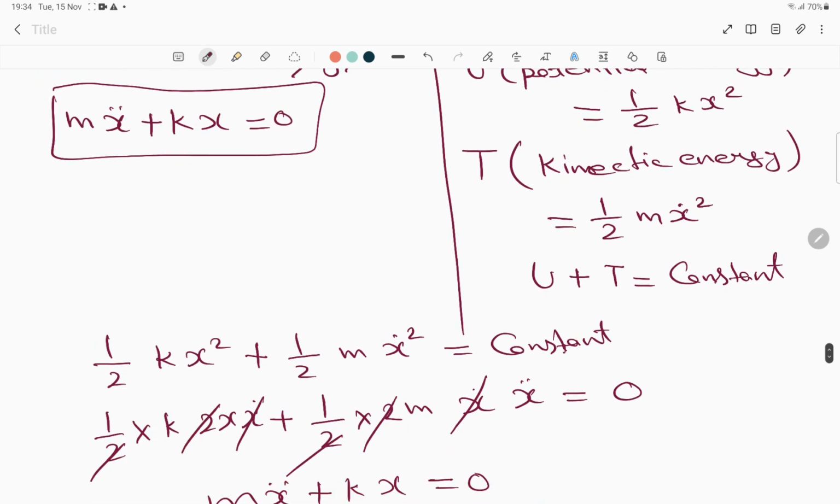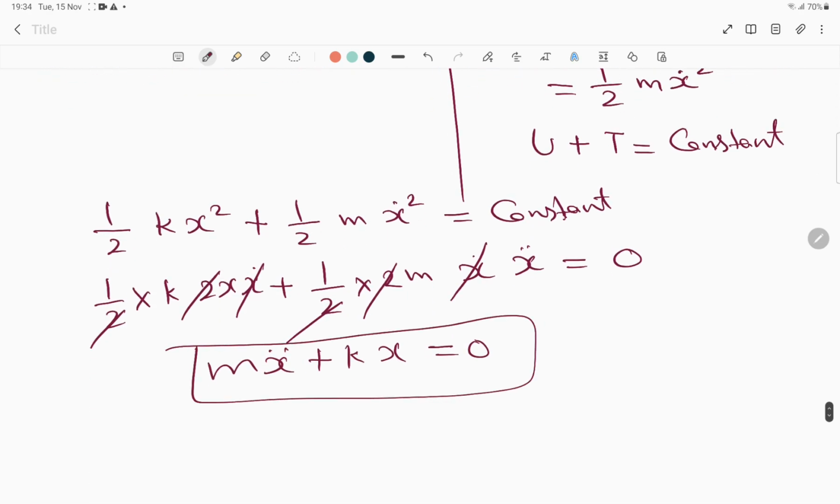So whatever approach you take, eventually you will be left with this. That is the equation of motion. This is what we need to solve.